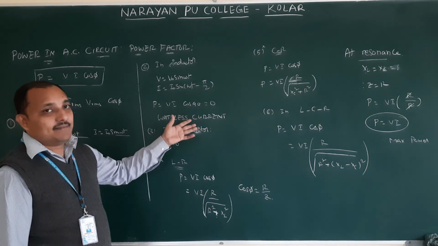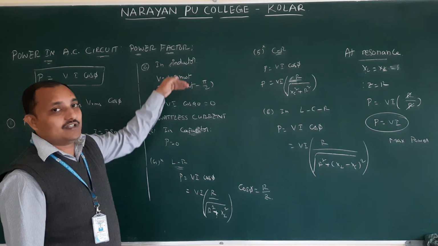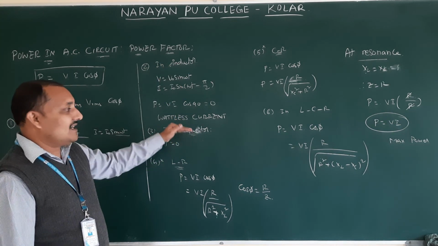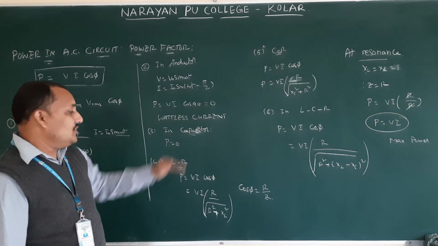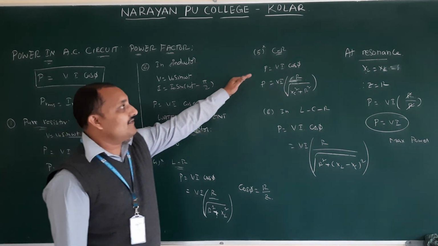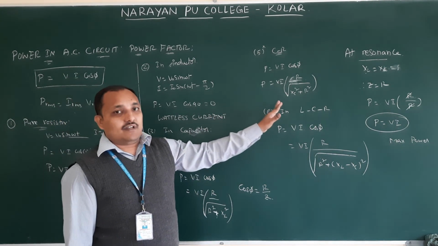So what is wattless current? The current which is flowing through either a pure inductive circuit or a capacitive circuit is called wattless current, because power is going to become 0. Okay. This LR part you require only for competitive purposes. Okay, understood?